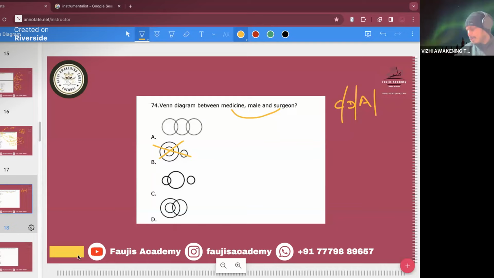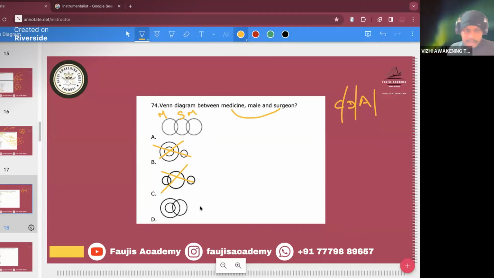All of A, C, D, these three look good to me, but we'll have to narrow down to at least one of these options. Clearly, medicine doesn't seem to have any relationship with male, but medicine seems to have some relationship with surgeon. If we put surgeon over here, it will be related to medicine, a little bit of medicine, a little bit of surgery. And this surgeon can be male as well. Okay, fine. So far, so good. Surgeon, male. Surgeon, medicine. That means the surgeon has to be related, right? So with that logic, we can check out C as well.